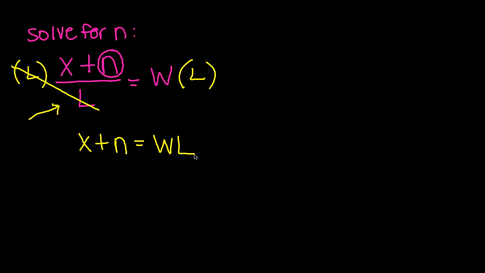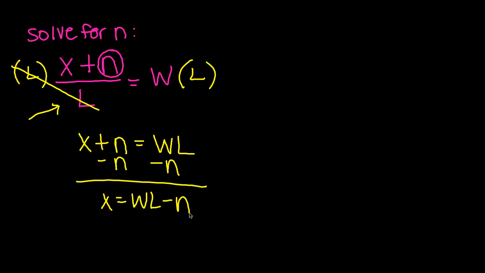Now, this is where we want to be very careful. What did I ask us to solve for here? I asked us to solve for n and not for x. So in your work, if you turned around and subtracted n and you got x equals WL minus n, well, that's true. X does equal WL minus n. But that's not what I asked you to solve for. What I specifically asked you to solve for was n. So I'm going to take a couple steps back here.